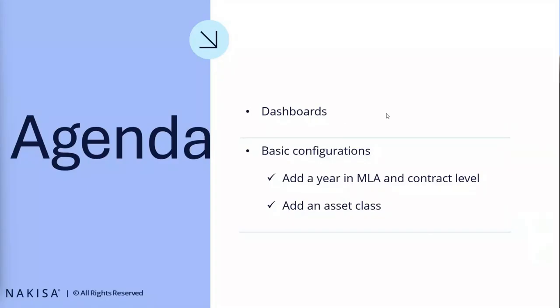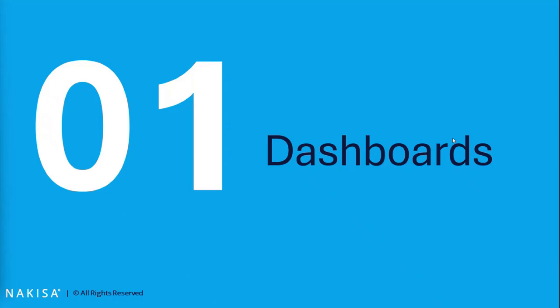Going through dashboards and then a few points on how to do some basic configurations, like adding an MLA, adding a year at MLA level and contract level, and adding a new asset class. So let's start with dashboard.